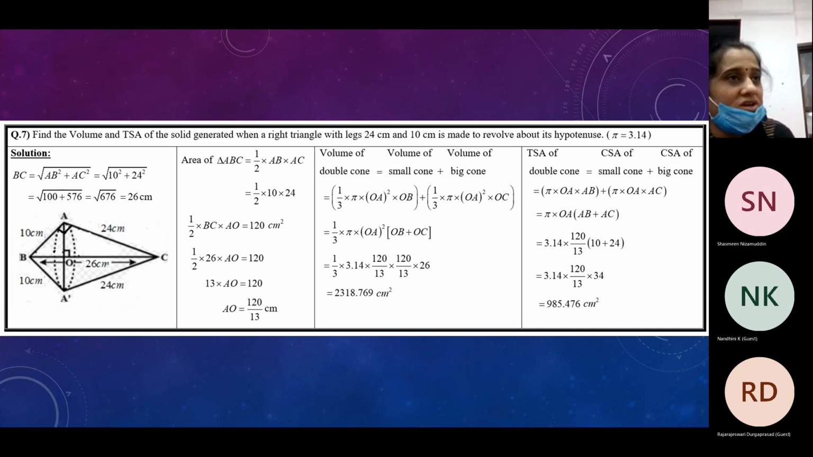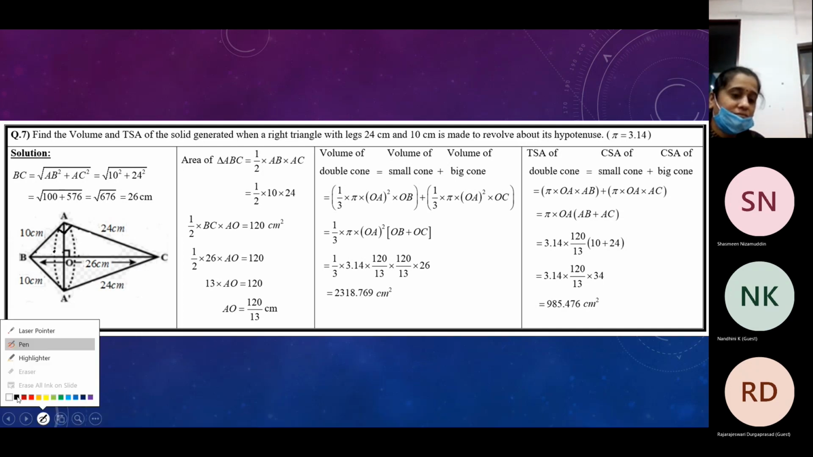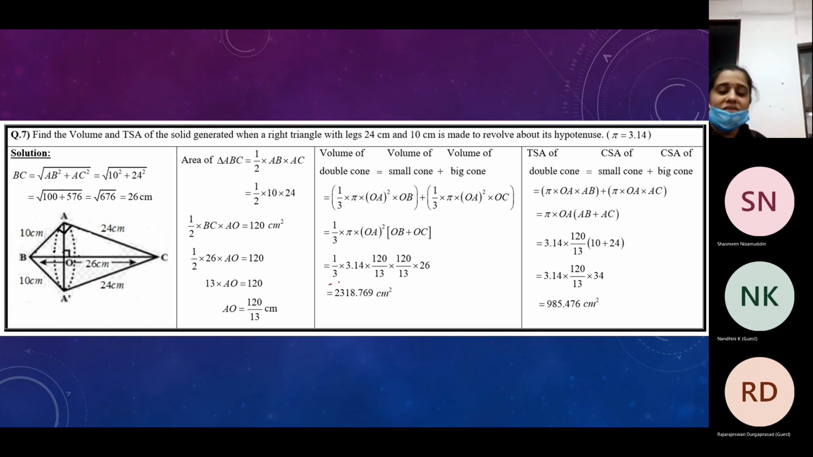And what is OB plus OC, children? What is OB plus OC? Hypotenuse. See there, OB plus OC is BC and BC is 26. So you don't need the heights at all. So 1 by 3 pi, with pi as 3.14, into OA square, 120 by 13, 120 by 13 into 26. Work that and find the volume. We are done with the volume.